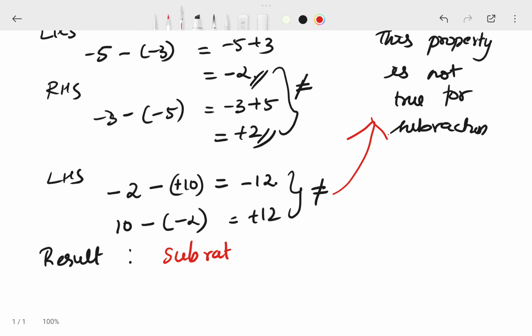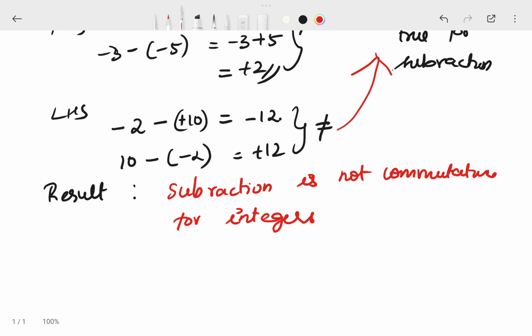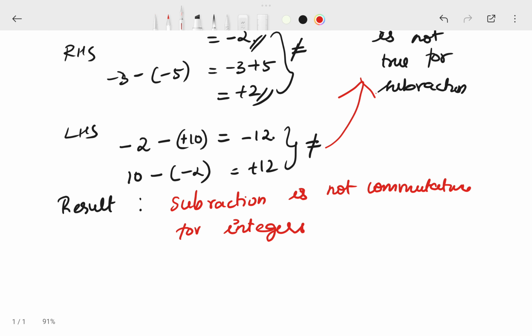Subtraction is not commutative for integers. Now we will see another property, that is the associative property. So let's check for addition.